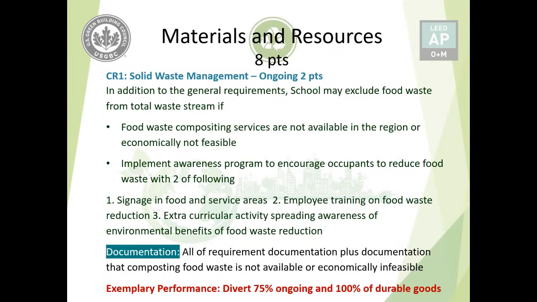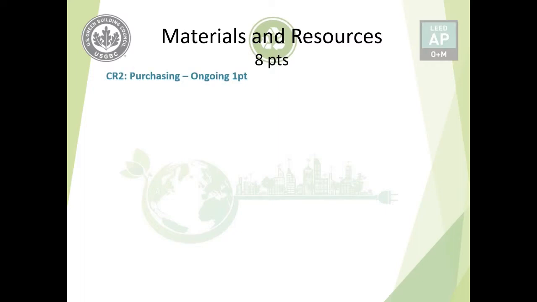The documentation would be all of the requirement documentation, plus a statement if composting food waste is not available or economically not feasible. And exemplary performance can be earned, 1 point, by diverting 75% of ongoing and 100% of durable goods. Earlier it was 50 and 75. Credit: purchasing, ongoing, for 1 point.